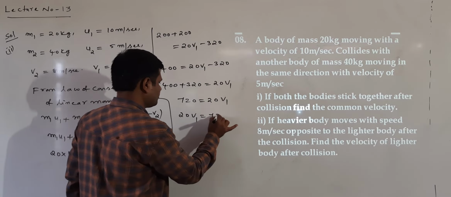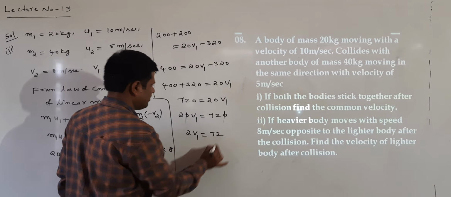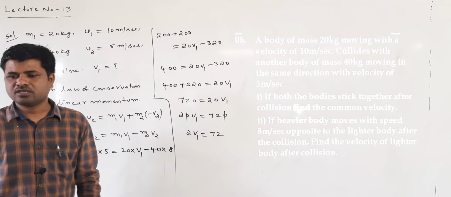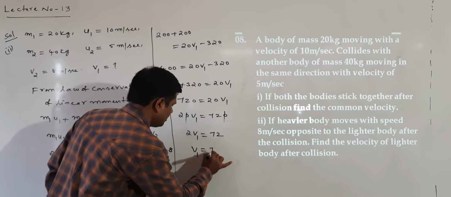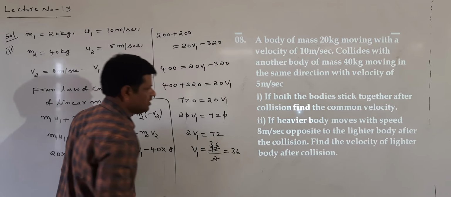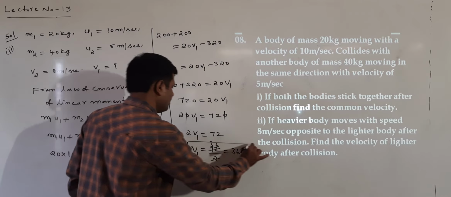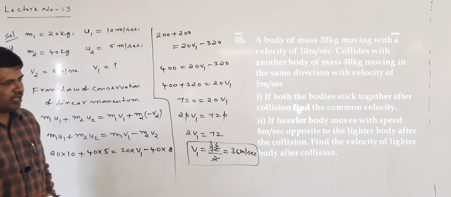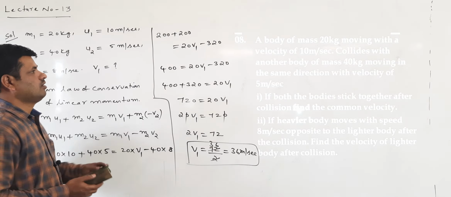20 v1 is equal to 720. Here the 0 cancels. 2 v1 is equal to 72. Now what are we getting here? v1 is equal to 72 by 2. 2 thirties are 60, so 36 meter per second. This is the velocity of the lighter body after the collision. v1 is equal to 36 meter per second.